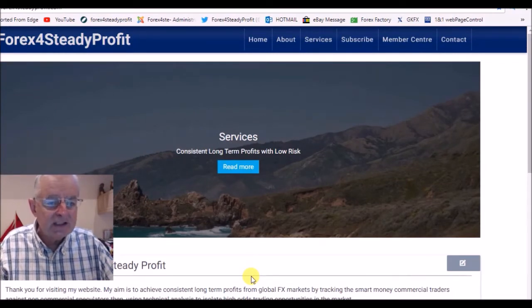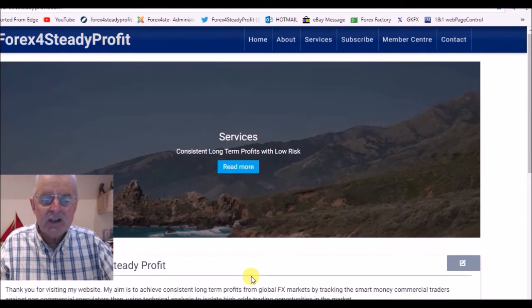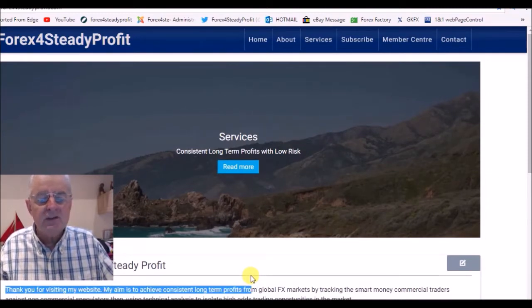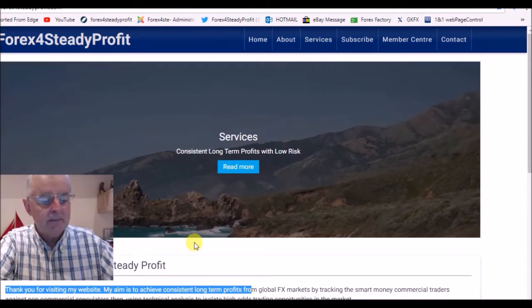This is forexforsteadyprofits.com. We use the Commitment of Traders report and the RSI to time our entry into the markets. And I'll show you the Commitment of Traders report and show how we use it on the charts. Okay, I'll just take you there now.